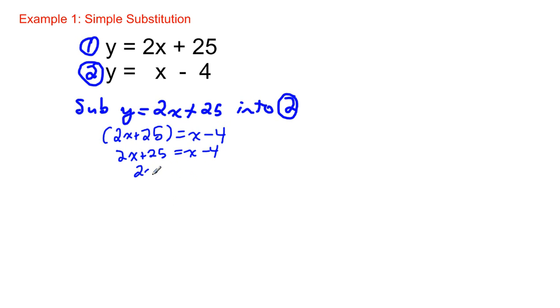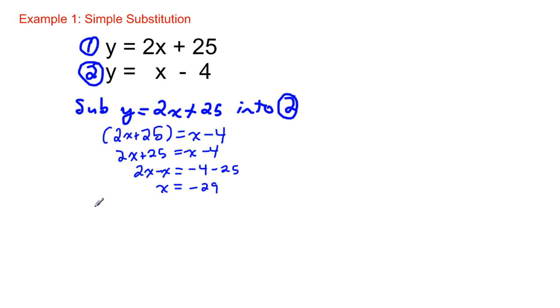So I'm going to get 2x minus x on the left hand side and negative 4 minus 25 on the right hand side. This is going to give me x is equal to negative 29. Now that I have a solution for x, I can substitute that into either of my two original equations to get the value for y. In this case, it's easier to substitute into equation 2, I would say. It's just a simpler equation.